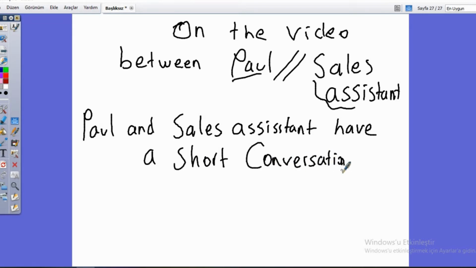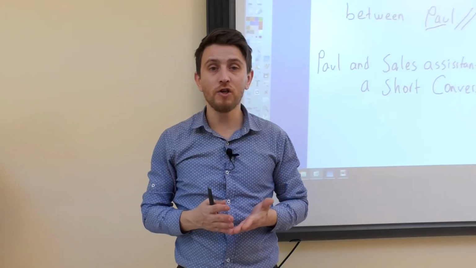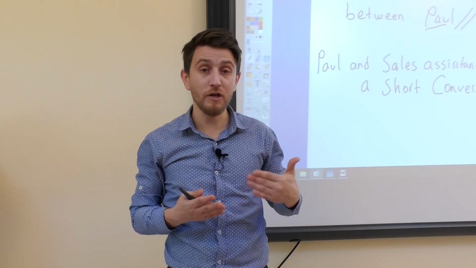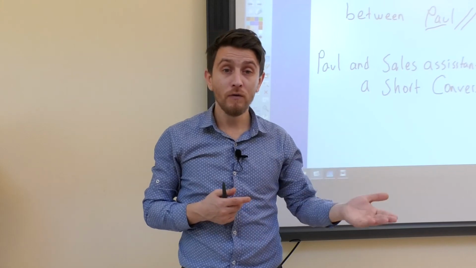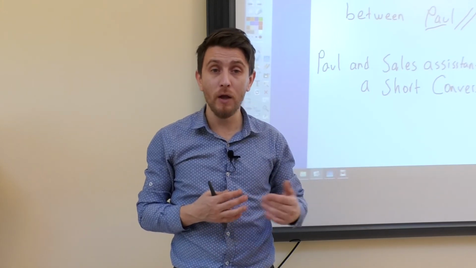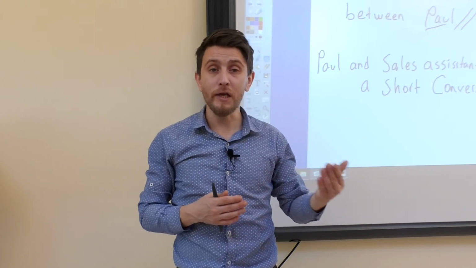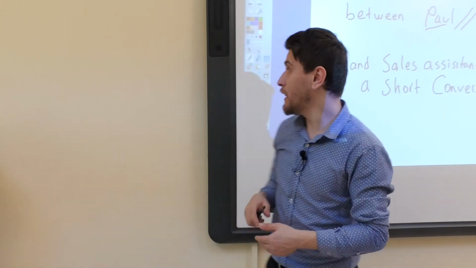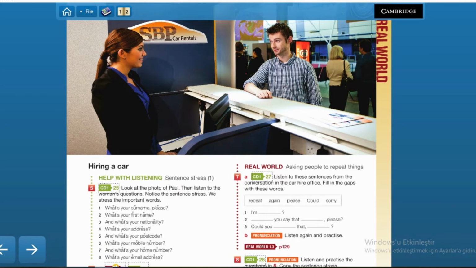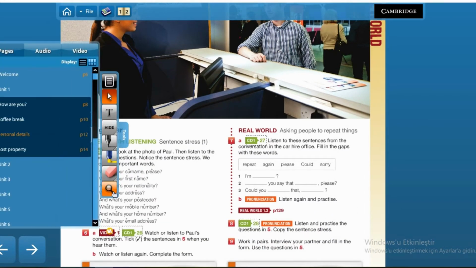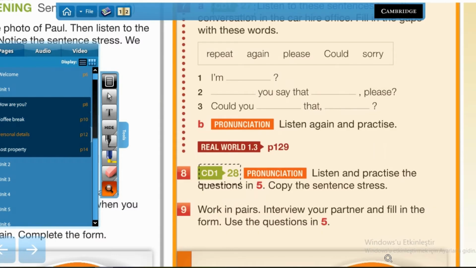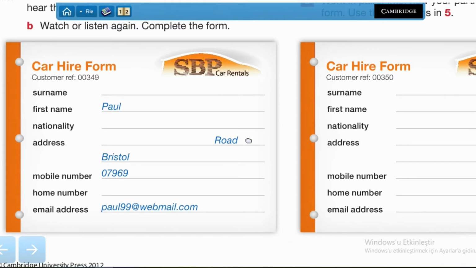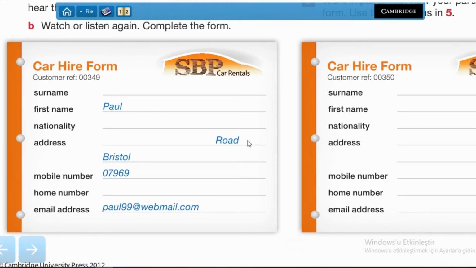In this conversation, the sales assistant asks for personal details. For example, she asks, what's your first name? What's your second name? What's your job or mobile number? What's your home address? What's your email address? So she can write the form. Let's start the conversation between Paul and the sales assistant. We have, as we said, these questions. We watch the video and you write Paul's surname.